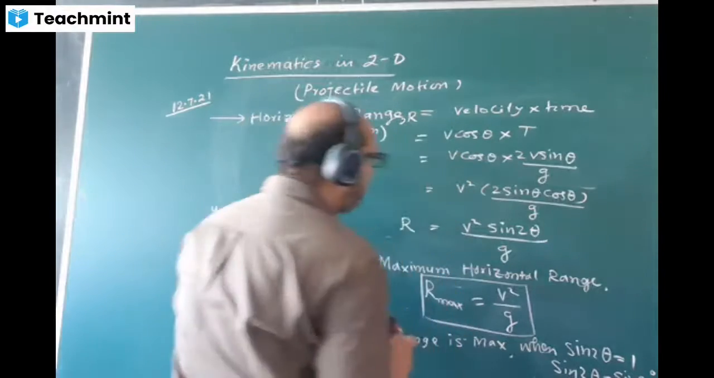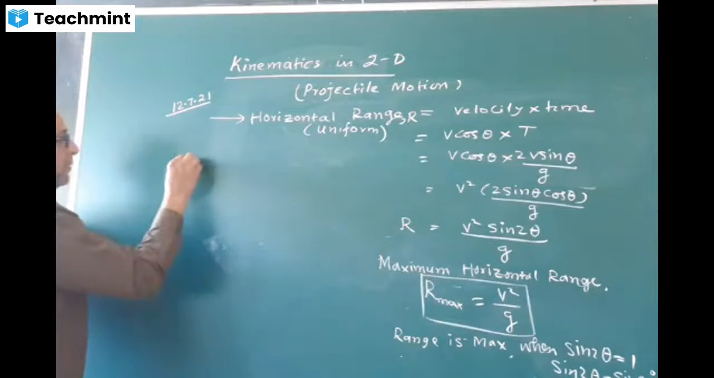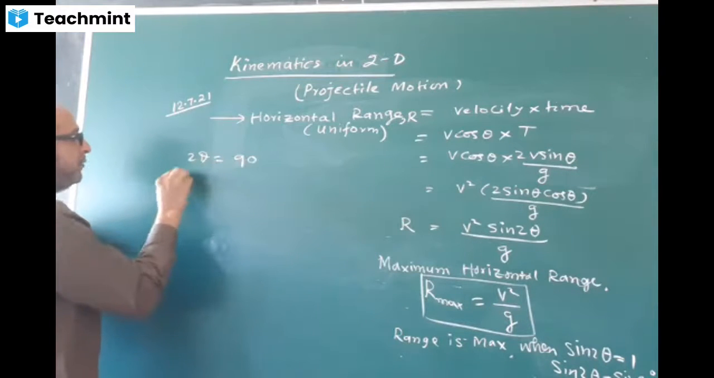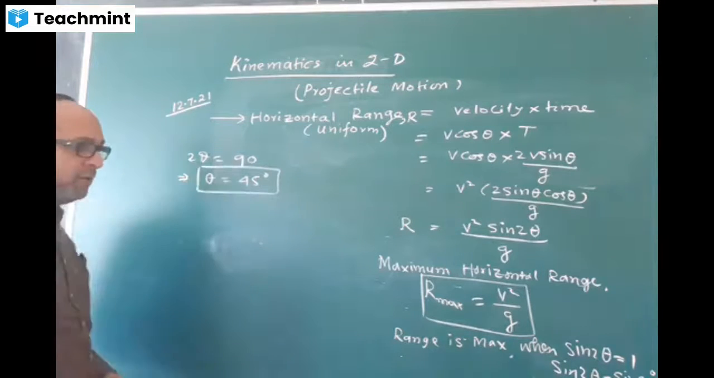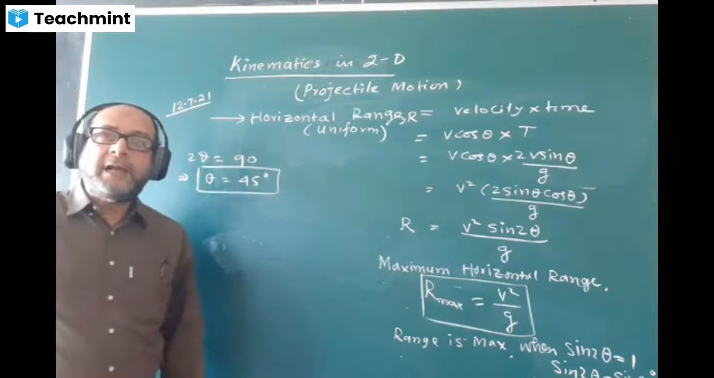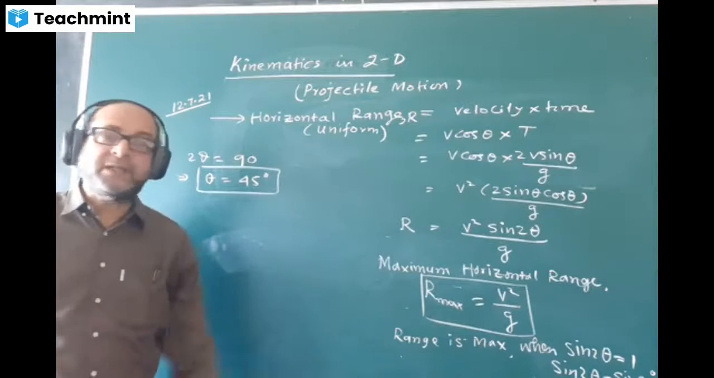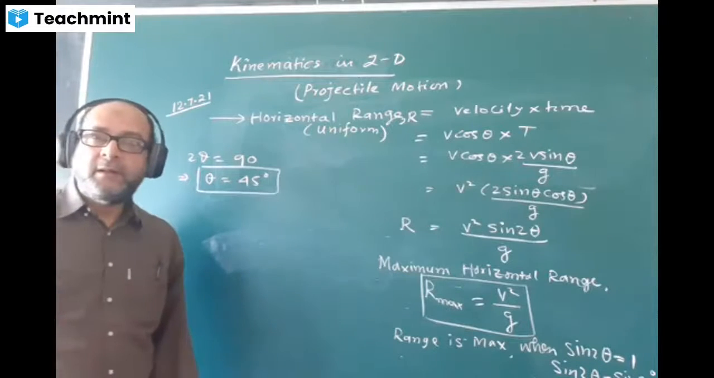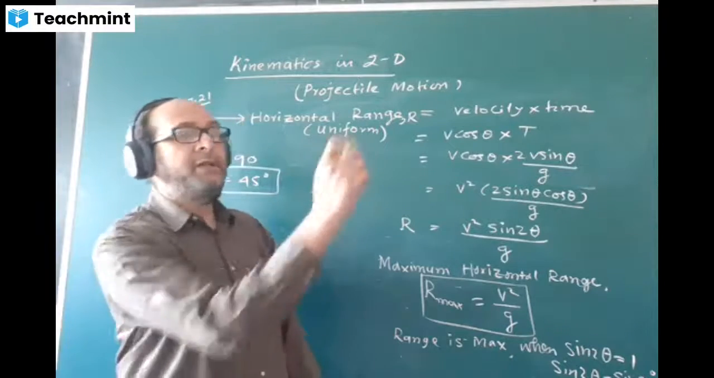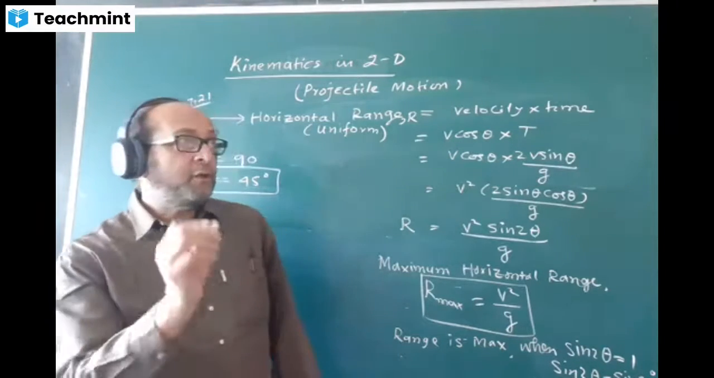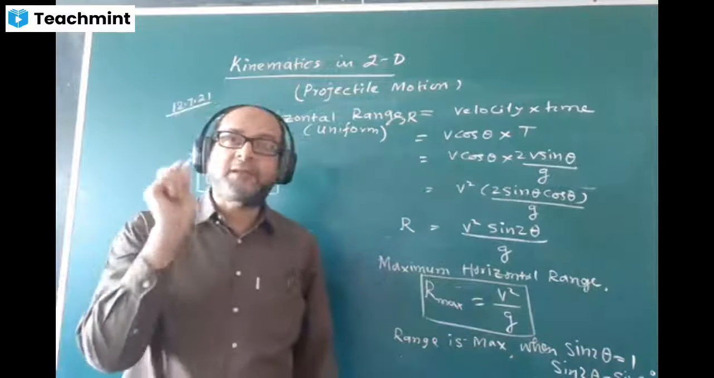Okay, I'll write here: 2 theta is equal to 90 degrees. Therefore, theta is equal to 45 degrees. So at what angle of projection is the range maximum, or the horizontal distance covered maximum? We say 45 degrees. I can give many examples. Take a piece of stone and try to throw it. When you throw it making a 45 degree angle, it will go the longest distance with the same effort.